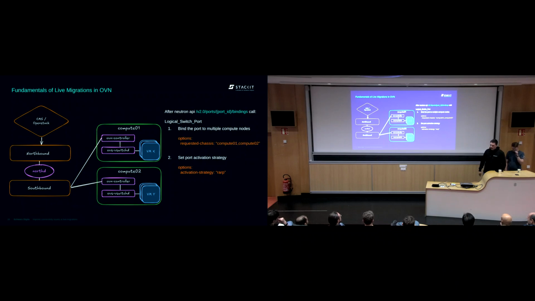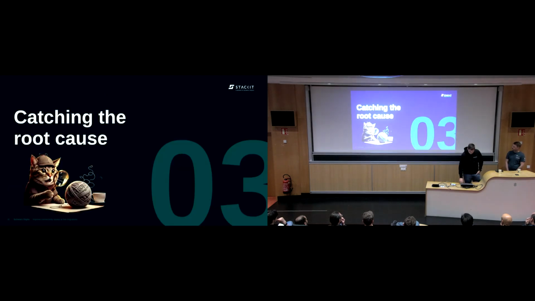So QEMU will send out these RARP packets. In the OVN term, the activation strategy rarp means that the OVN controller will listen, after we set it on the port, for these kinds of packets. If it sees these packets on the destination hypervisor, it knows that the migration is now completed, and the new active hypervisor is compute 02 in our case, so the destination hypervisor. That also made sense to us, that it worked like that.